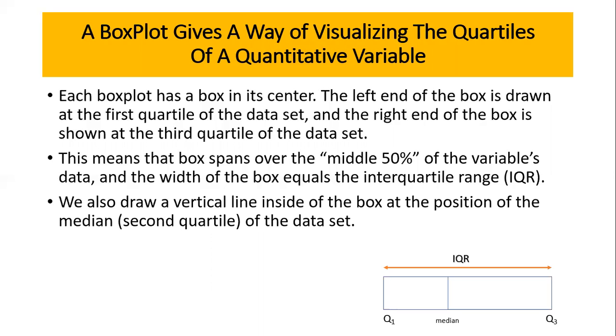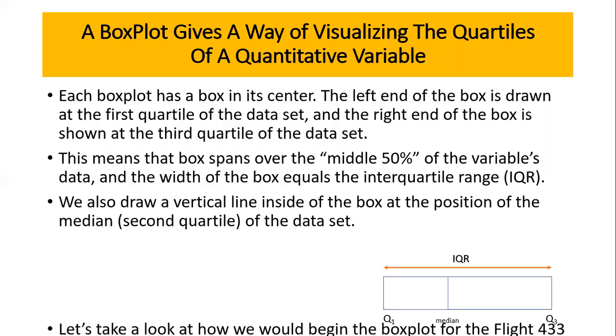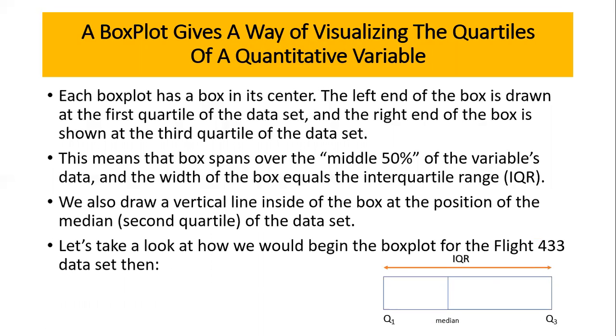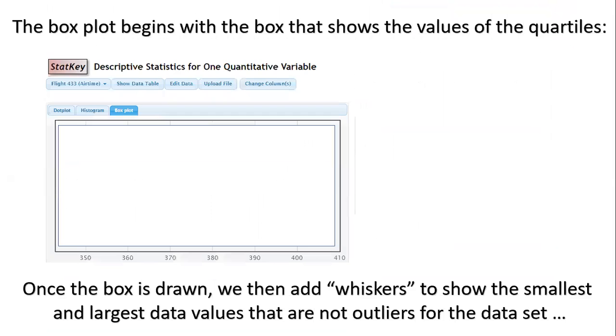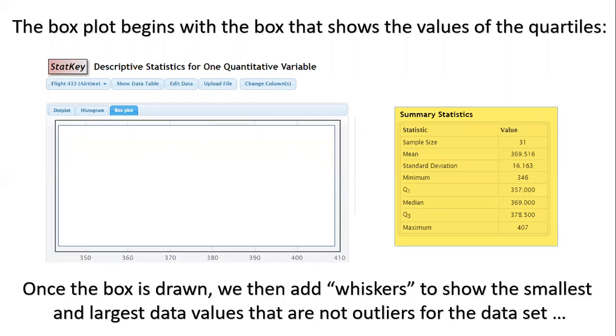Now that we've got the general idea of how we create the box for a box plot by showing the quartiles, let's take a look at how we would begin the box plot for that flight 433 data set. The box plot is going to begin with that box that shows the values of the quartiles. We'll show our summary statistics again here for a reminder. Remember that 357 was the first quartile. So we're going to draw the left end of our box at 357. The right end of the box will go at the third quartile, which is 378.5.